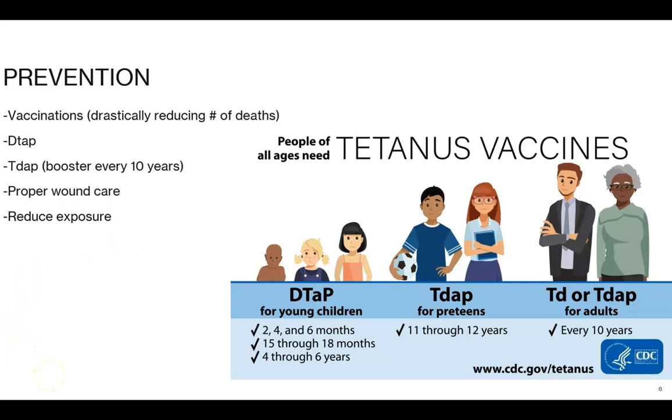Another way to prevent tetanus is through proper wound care. Any cut, burn, or scrape should be cleaned thoroughly with soap and water, and dirt, debris, or any foreign material should be removed. Deep or contaminated wounds should always be taken to the hospital, especially if the person's vaccination status is unknown or it has been more than 10 years since their last booster.